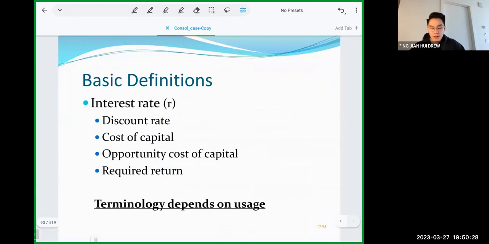Okay, so some terminologies. Basically, when we see the idea of I or interest, there are various terms, and it can be said to be like a discount rate, cost of capital, opportunity cost of capital, required return. So there are various terminologies. You will see the questions having this kind of terminologies, and so you just need to take note of them. They actually just refer to I or interest. And we'll go into detail on what is cost of capital in the next lecture.